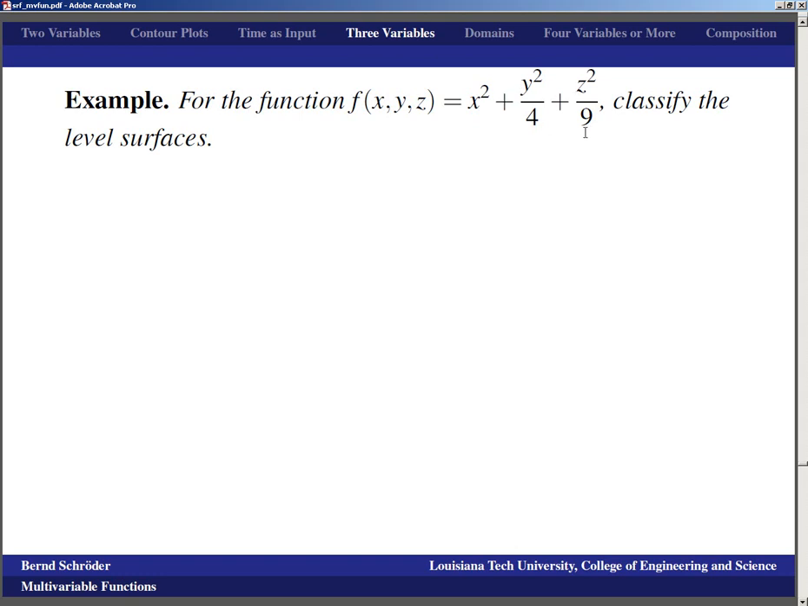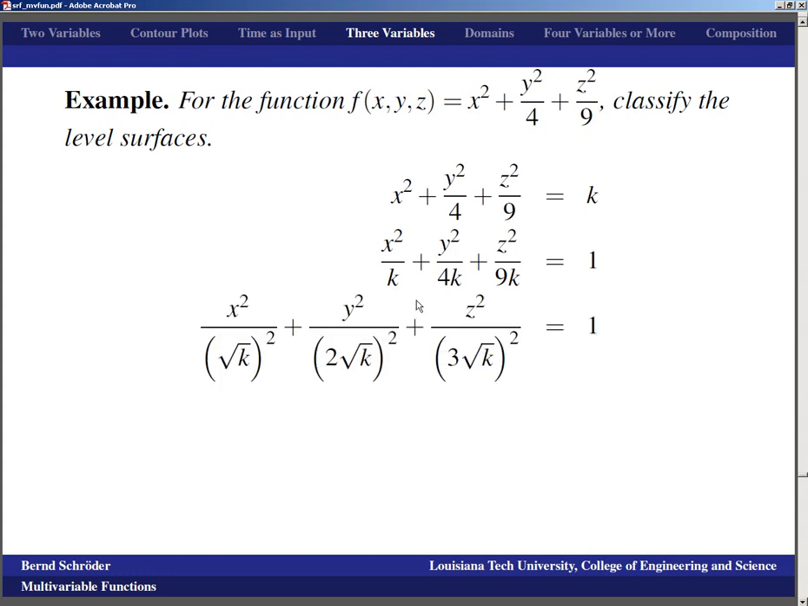As an example, well, for the function f of x, y, z being x squared plus y squared over 4 plus z squared over 9, we want to classify the level surfaces. Well, x squared plus y squared over 4 plus z squared over 9 set equal to k. Well, we can divide by the k and then sort things out a little bit. We get x squared over square root k squared plus y squared over 2 square root k squared plus z squared over 3 square root k squared equals 1.